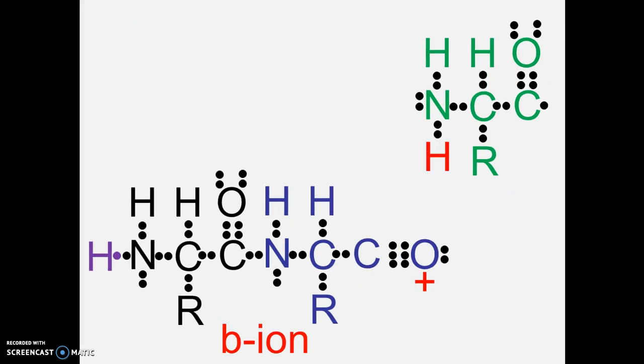Now in our next lecture, we'll get into this, which is another way of rendering a B ion, and how we make other ion types.